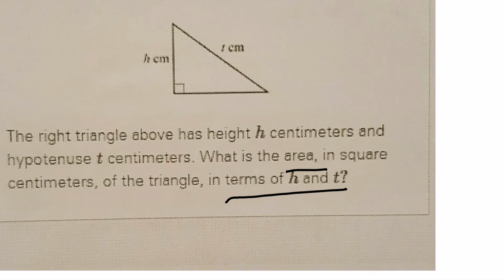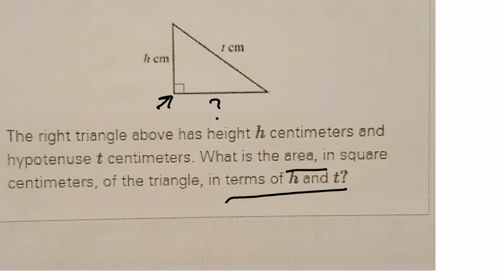So we're given a height of h, we have a hypotenuse of t, and we don't know what the other leg is. That's the third leg. So we're dealing with a right triangle. Remember, a right triangle is a triangle which has a 90-degree angle.